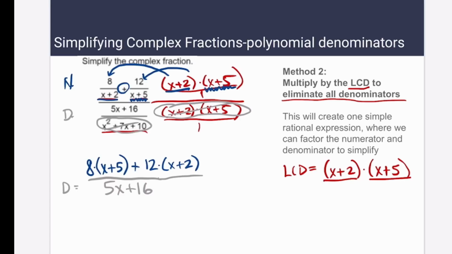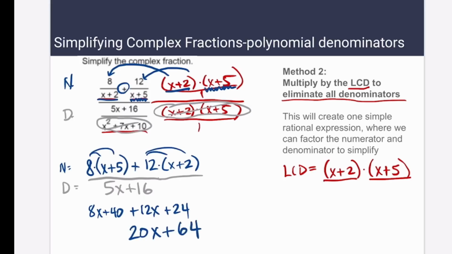So our numerator now, we still have to simplify. So we have 8x plus 40, 12x plus 24. When we add that together, we get 20x plus 64 as our numerator. And our denominator is 5x plus 16.